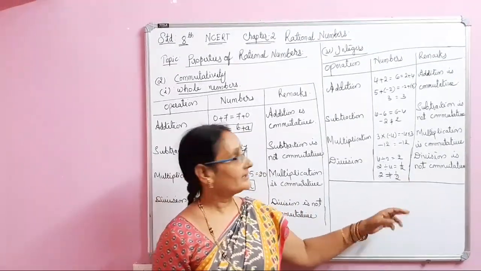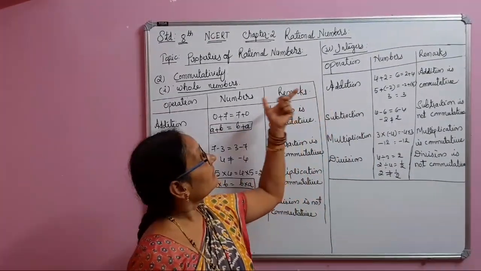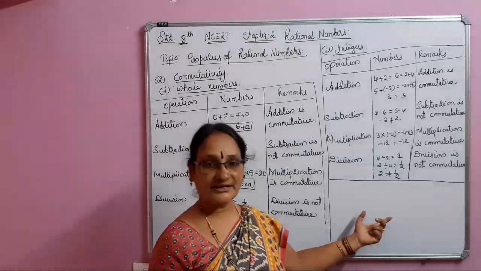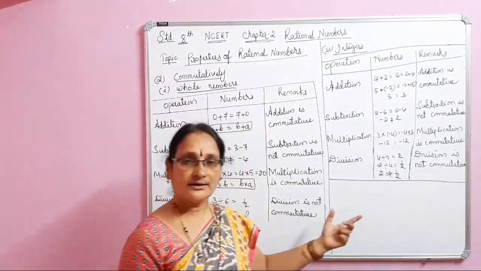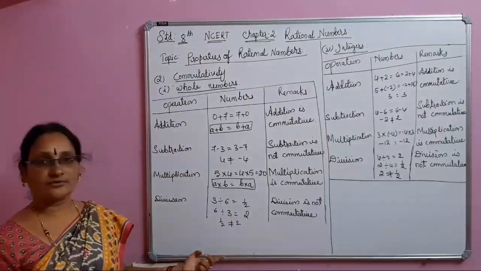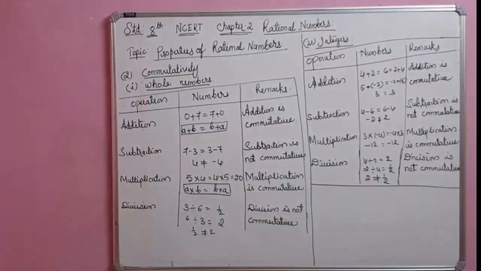The same way we can check commutativity for rational numbers also. Let us see. Children, if you want, you can copy this.